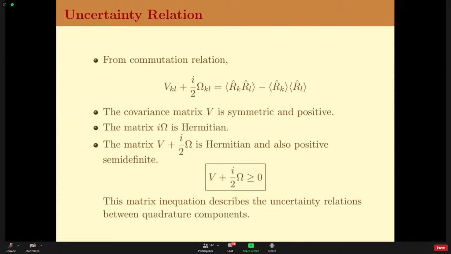And this symplectic form omega is anti-symmetric, and hence this i times omega is Hermitian. And one can verify that this V plus i/2 times omega is Hermitian, and it is also positive semi-definite, meaning the eigenvalues of this matrix are non-negative. And this matrix inequality describes the uncertainty relations between quadrature components.